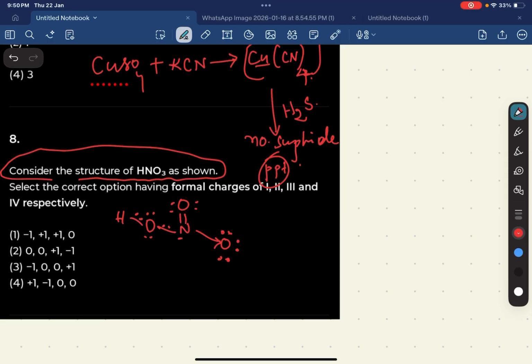However, I will discuss it. So this is the third oxygen, this is the fourth atom, this will be first, this is second. So here the formal charge formula is: formal charge equals valence electrons minus half into bonding electrons minus non-bonding electrons. So this is the formula, students.